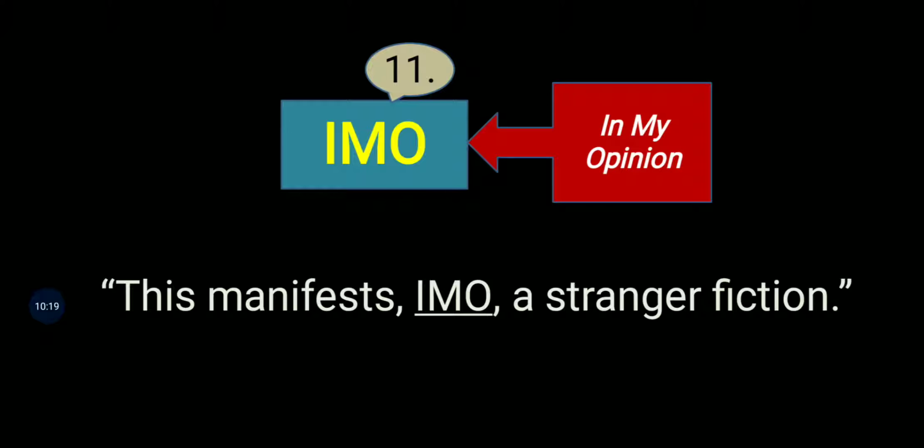And the next one is IMO. This means in my opinion. It is used when you want to express your views, or you want to make it quite clear and place emphasis that whatever you're stating is completely your opinion. So it is always good to insert IMO in the sentence. Here, for example: this manifests IMO a strange fiction. Here you're trying to place emphasis that manifesting a strange fiction is completely your opinion. So when you want to make it clear that whatever you're stating is your opinion, you can always insert IMO.